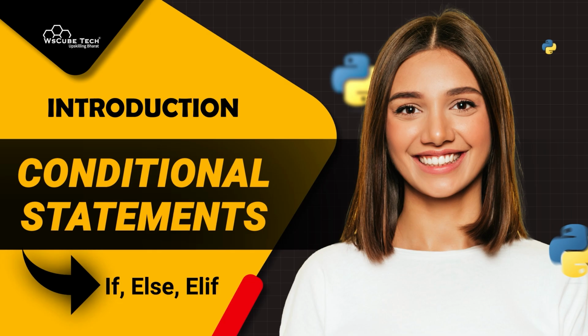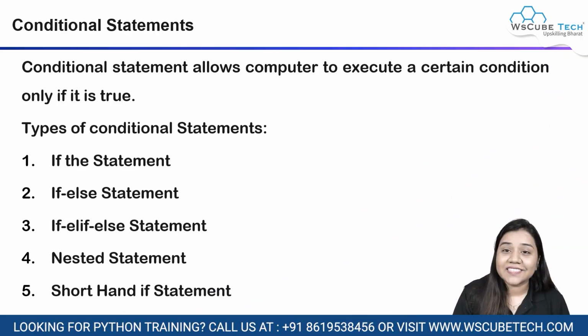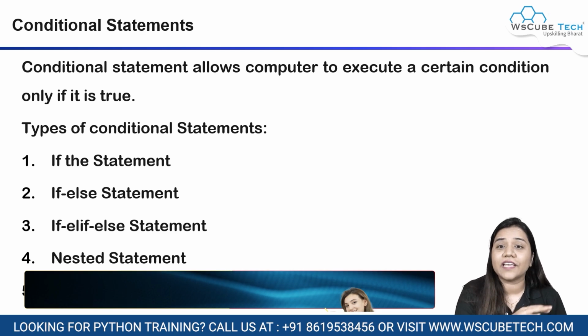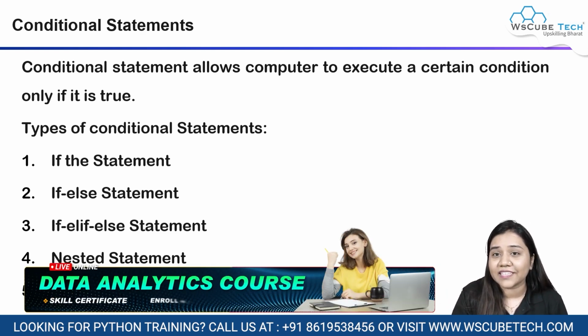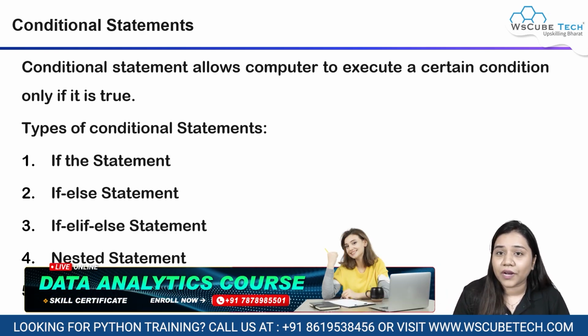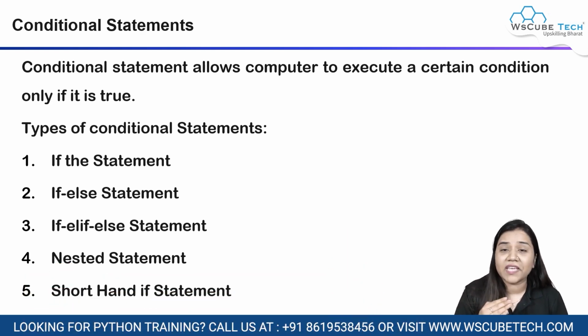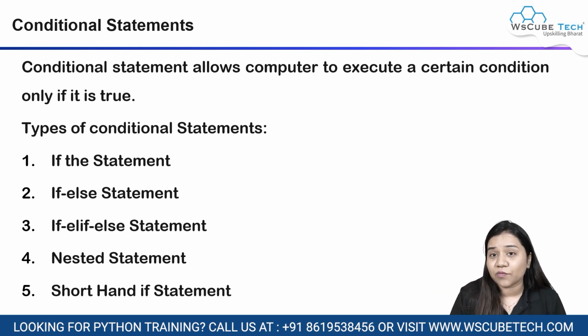Starting with a new topic that is called conditional statement. Conditional statements allow our computer to execute a program only if a condition is true. If it is not true, it comes out of the body of that condition and executes the next part of the program. So here we have listed 6 types of conditional statement: if statement, if-else statement, if-elif-else statement, nested statement, shorthand if statement and shorthand if-else statement.